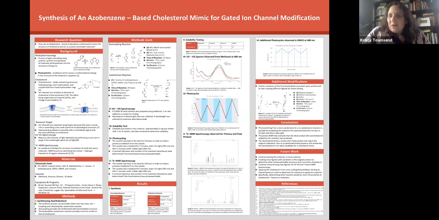Wow, that was fascinating. So, has this azobenzene compound been used in human pharmacology with drugs that are in existence right now? Is there safety data about it?